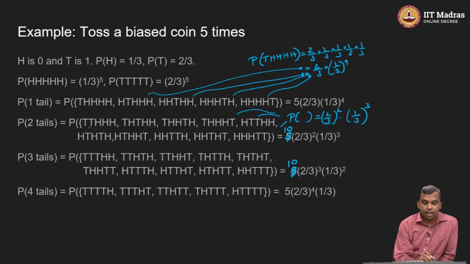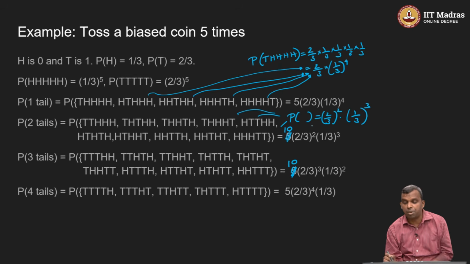And each of these things are disjoint, in the sense that if the first sequence happened, the second sequence did not happen. So each of these things are disjoint, so you can add up all the probabilities. You will get 10 times (2/3)^2 times (1/3)^3. Notice there are 10 of these cases which have 2 tails out of the 5 tosses that you have.